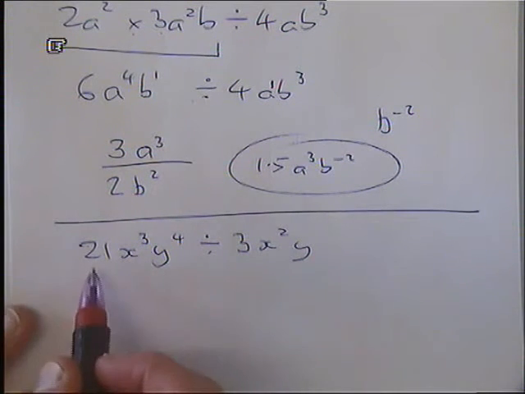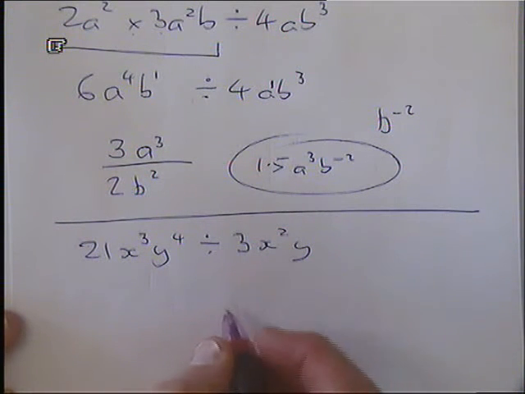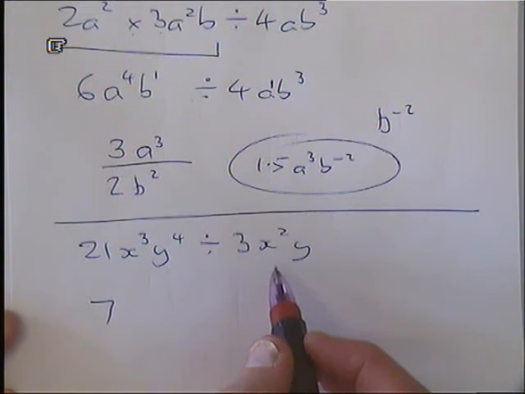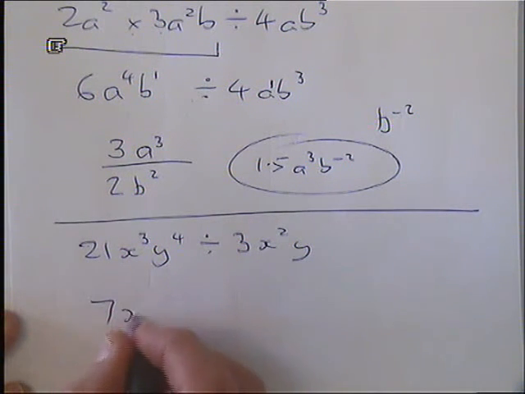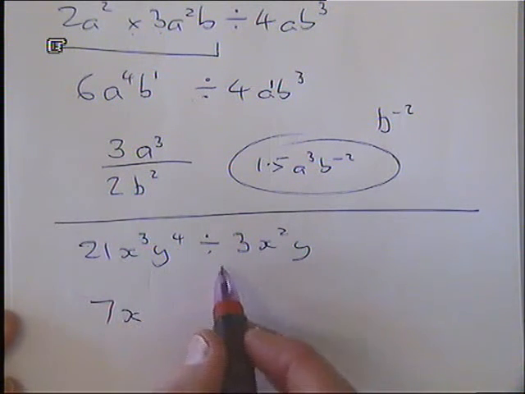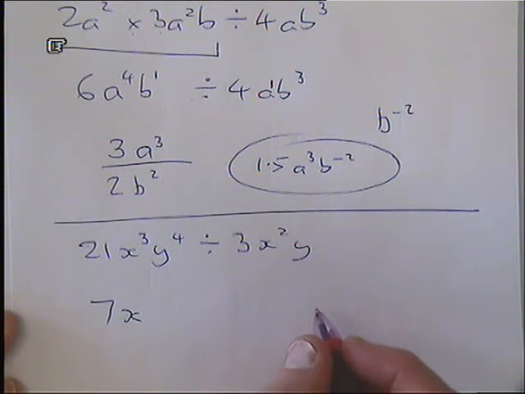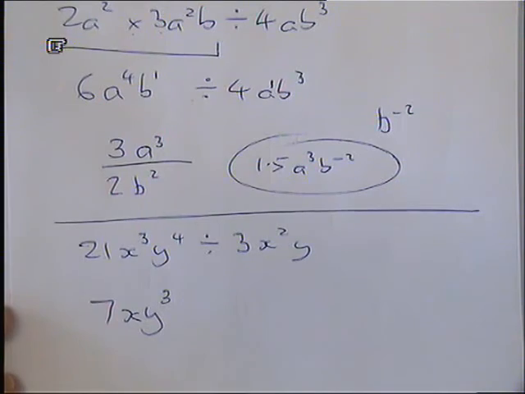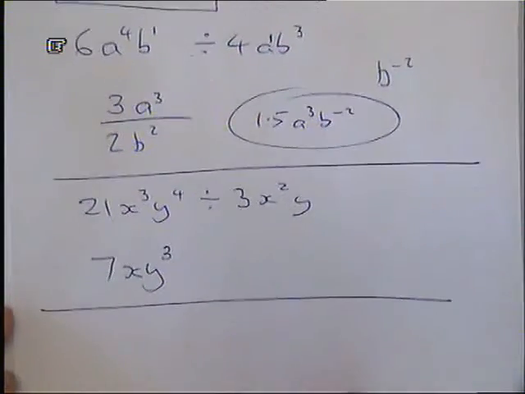Jess, 21 divided by 3. Yes. X cubed divided by x squared. Y to the power 4 divided by y. Yeah. So when you do these, do the numbers, then do each letter in turn. That's probably the easiest way to do it.